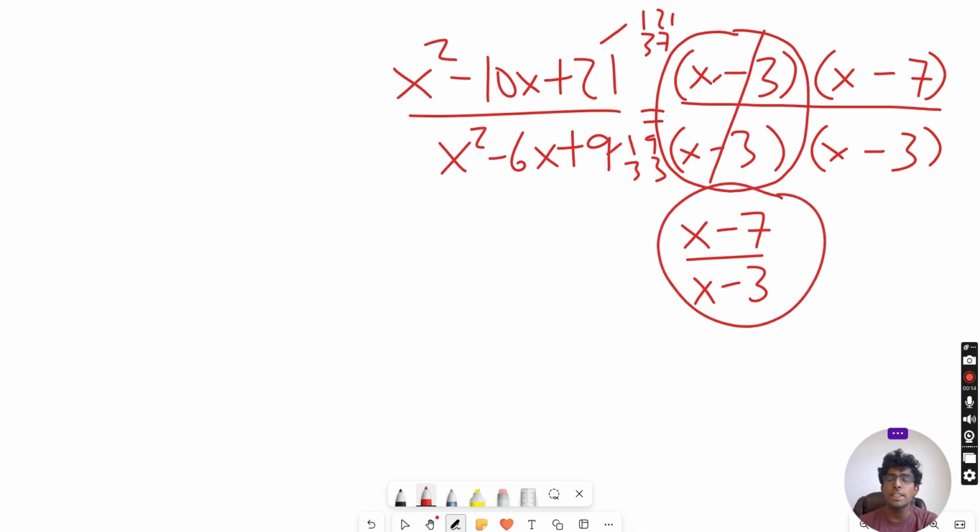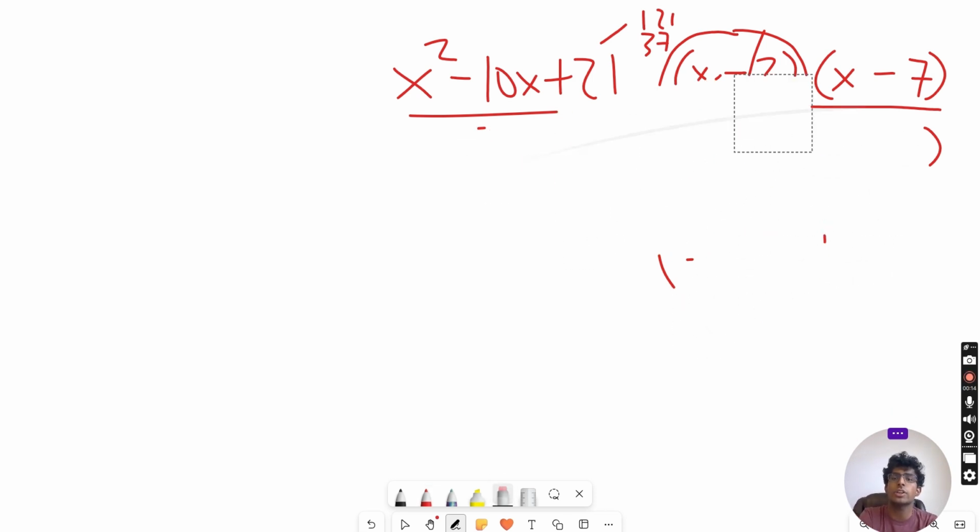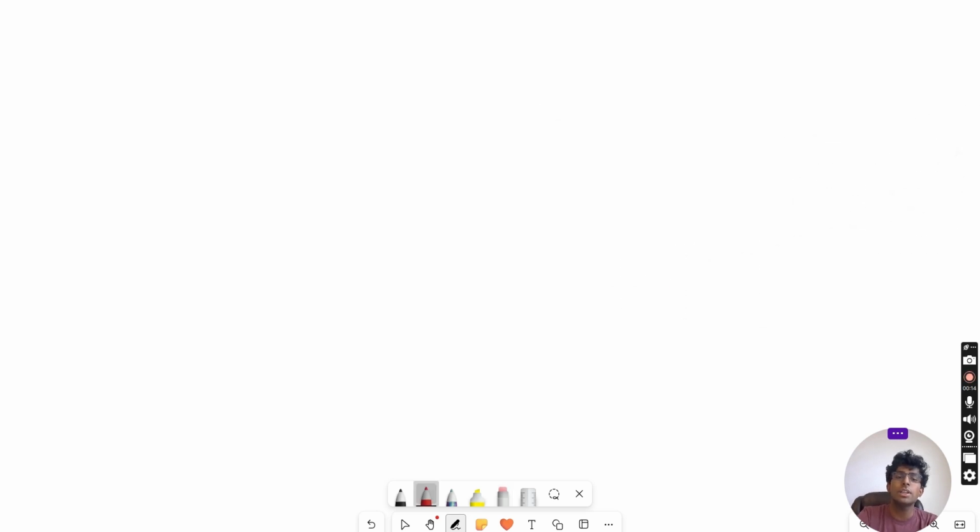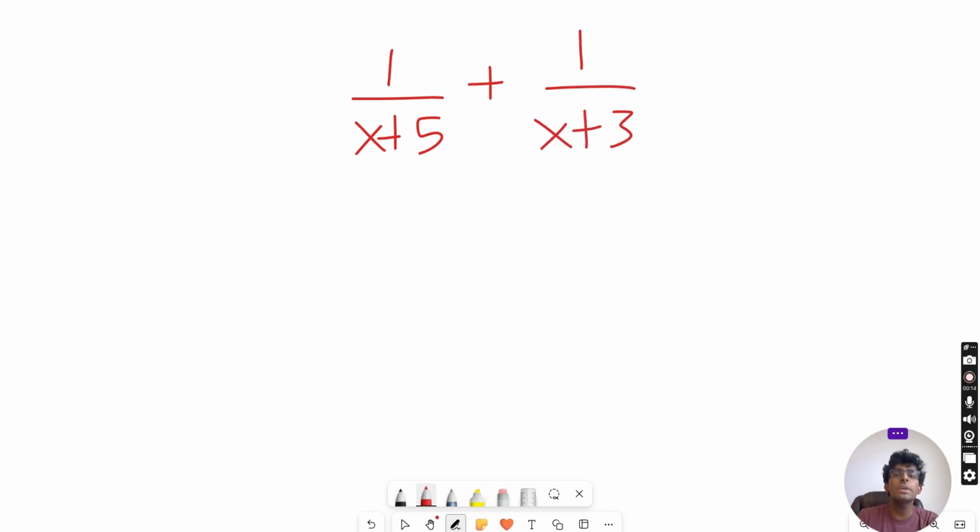That's basically what you need to do with rational expressions. However, there is a little bit more to it than this. Obviously, this is just simplifying them. What if you need to add or subtract rational expressions? So for example, let's say we have 1 over x plus 5 plus 1 over x plus 3. How would we be able to add these together?